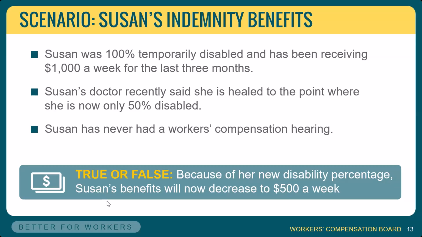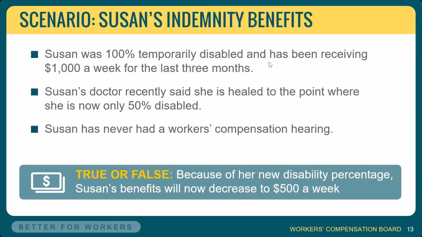Well, you know what? I always tell you the truth, my friends. I always do the question with you to see what exactly we're asking. True or false? Because of her, yeah, this is true. It is true that Susan's benefit will now decrease to $500 a week because she's never had a hearing.